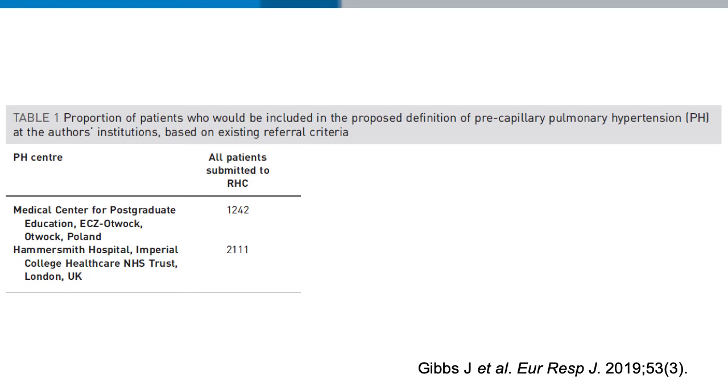This study was looking at 2 centers in Europe that evaluated all comers who underwent right heart catheterization. And these are all the patients that were evaluated. These were the patients that had a pressure between 21 to 24 millimeters of mercury. Then after you exclude patients that had an elevated wedge pressure, you have even fewer patients. And then if you further refine the definition and only look at those patients with a pulmonary vascular resistance of greater than 3, you have even fewer patients. So it's only 1 to 2% out of this cohort.